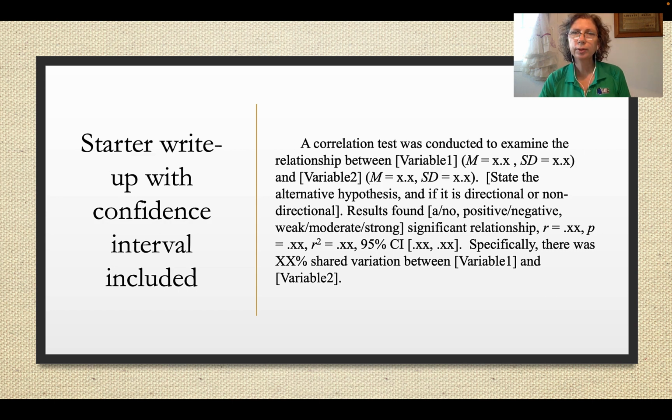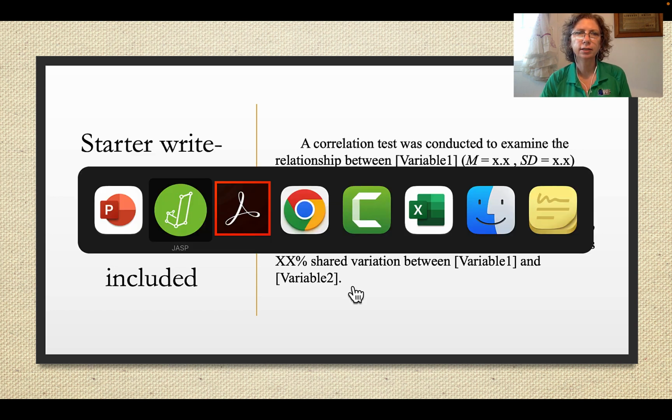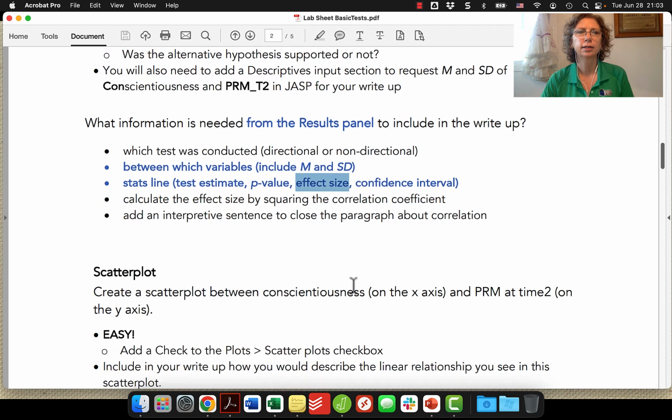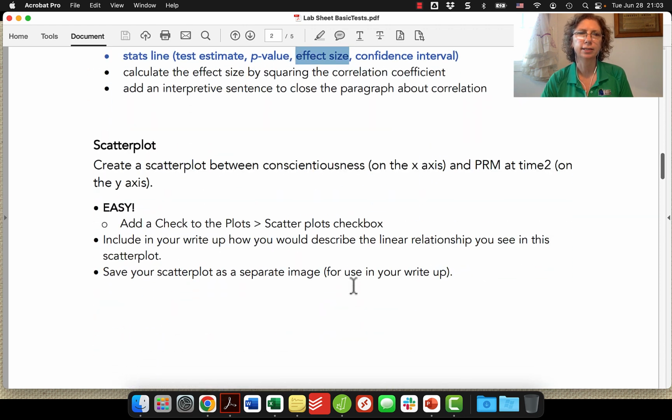Before we move on to the next test, let's take a look real quick at how you visualize this test. Again, to visualize a correlation, you use a scatter plot. So we need a scatter plot between conscientiousness and perceptions of research methods at time 2. It turns out that this is really easy.